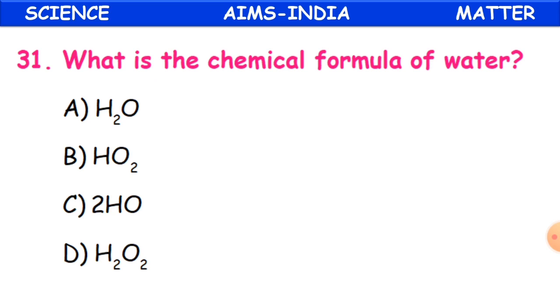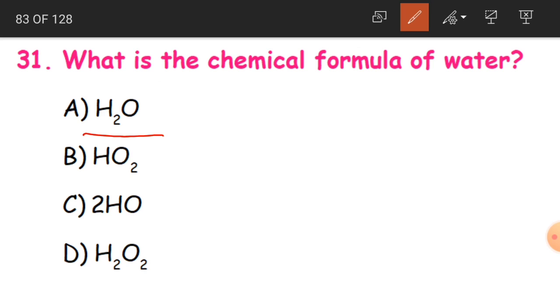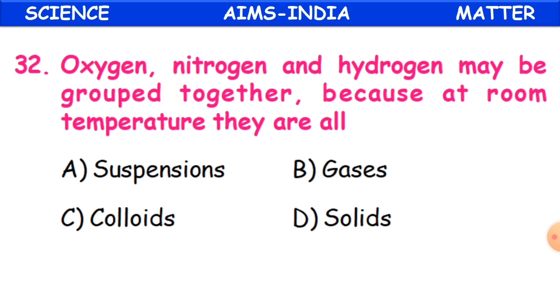Clear children? Now, what is the chemical formula of water? Just now we have learnt that it is H2O. Okay, A is the correct answer.